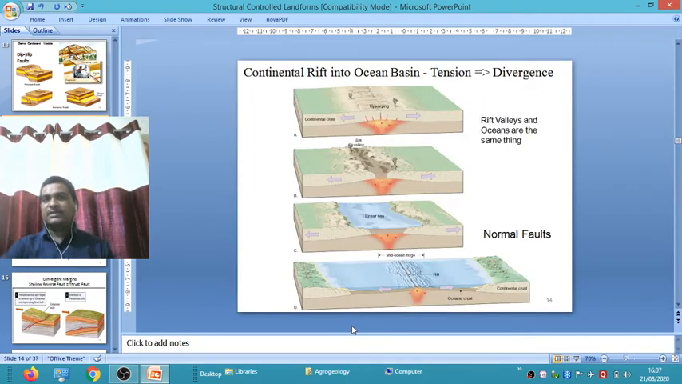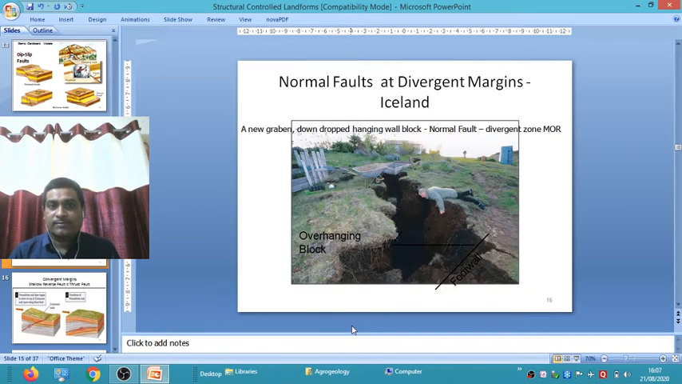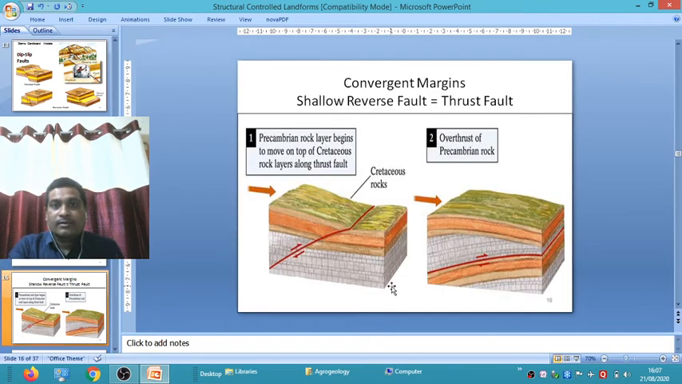Okay, this is the different continental rift into the ocean basin, tension and divergence. Rift valley and oceans are the same thing. Normal fault: these are the geomorphological models of structurally controlled landforms of faults. This is the normal fault. You see this diagram, divergent margin, Iceland, footwall, and this is the hanging wall. Okay, this is again a convergent margin, shallow reverse fault. This is the Precambrian rock layers beginning to move over top Cretaceous rock layers along the thrust fault.